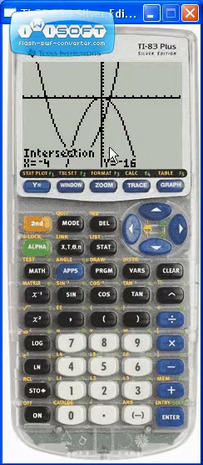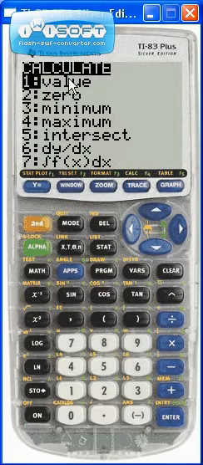That's it as far as the calculate menu goes. So just remember, anytime that you're looking for say a value, a zero, a min or a max for the vertex, or an intersection, you can always go to this calculate menu and find some of those values there.